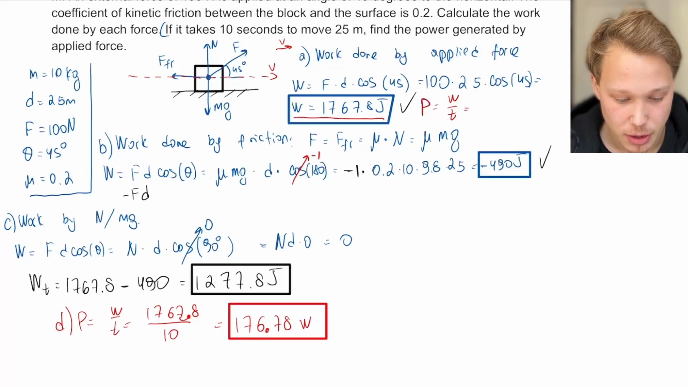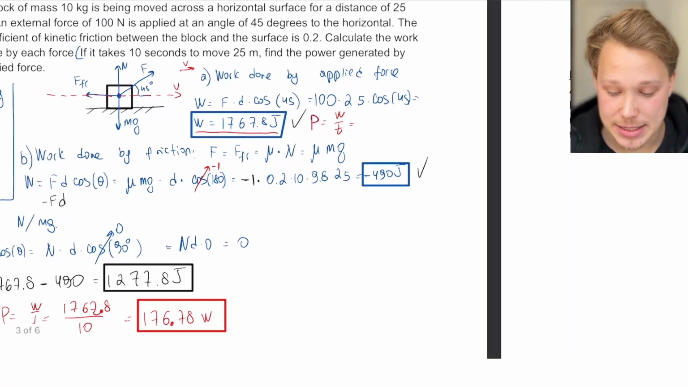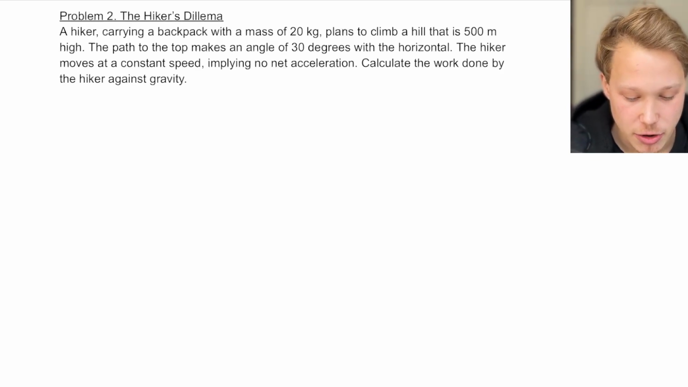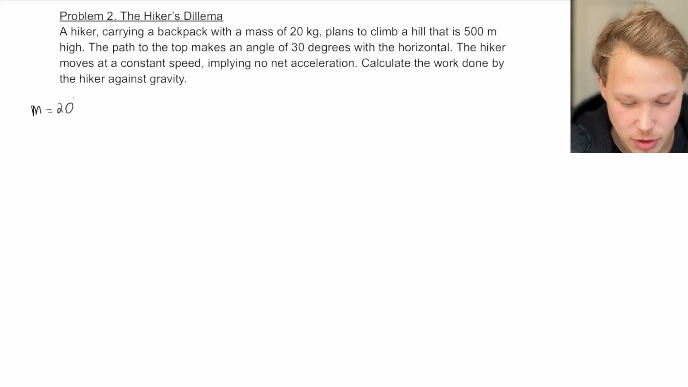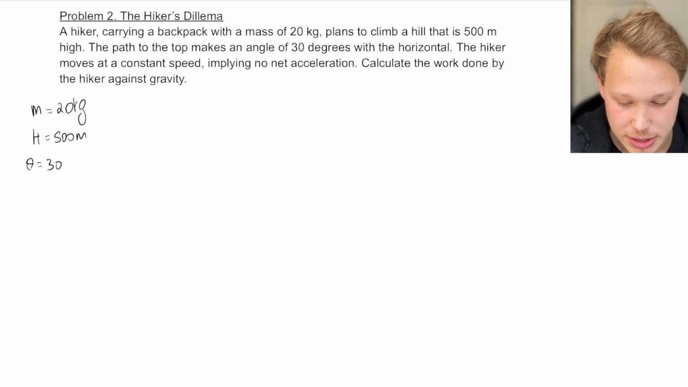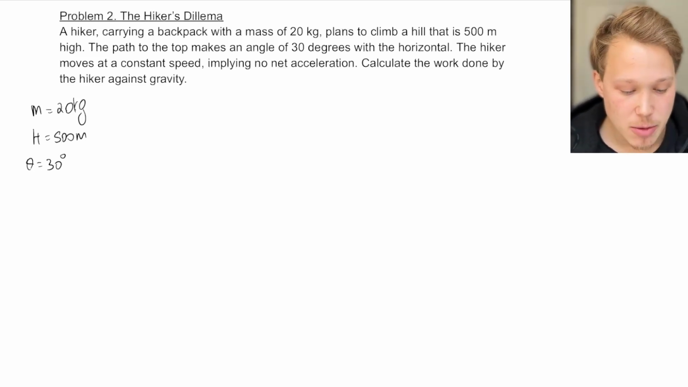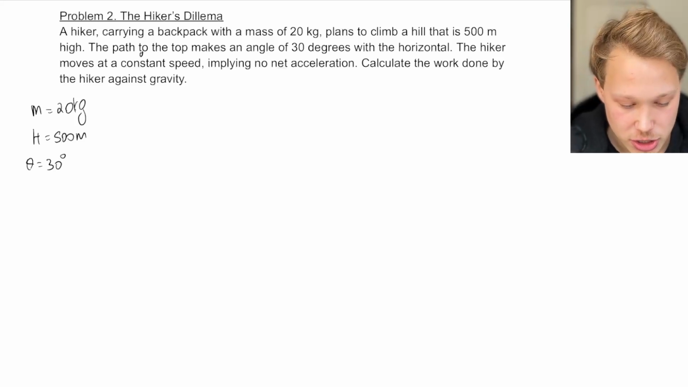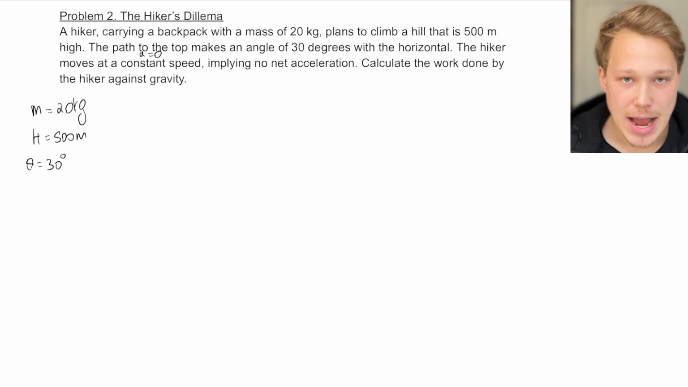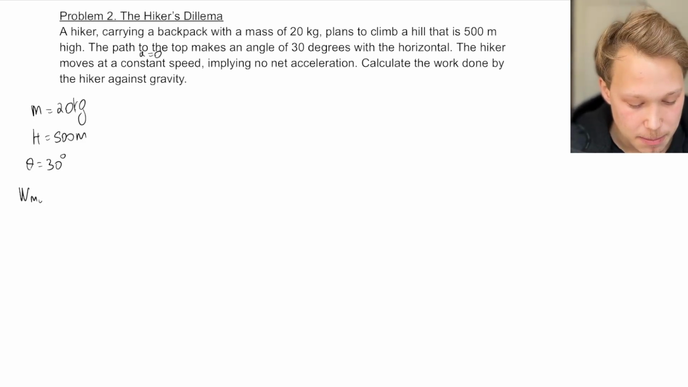Great. All right, so let's take a look at the next example. And here, this problem is going to be really, really quick. In this problem, a hiker carrying a backpack with a mass of 20 kilograms plans to climb a hill that is 500 meters high. The path to the top makes an angle of 30 degrees with the horizontal. The hiker moves at a constant speed, so no acceleration. Calculate the work done by the hiker against gravity. So basically calculate the work done by the gravitational force. Well, let's take a look.